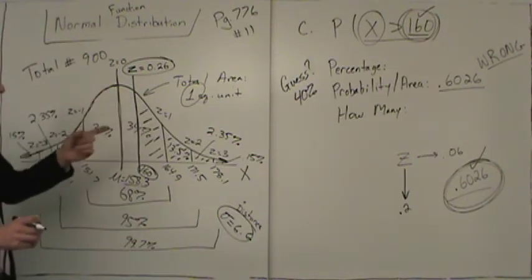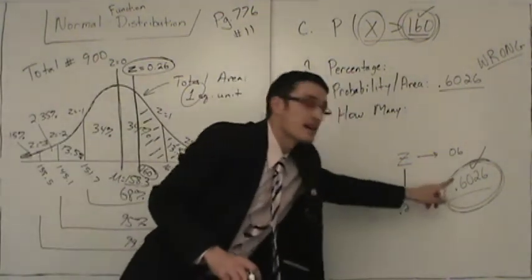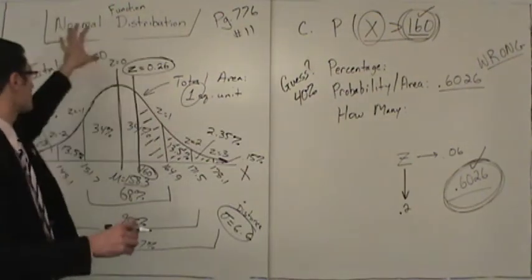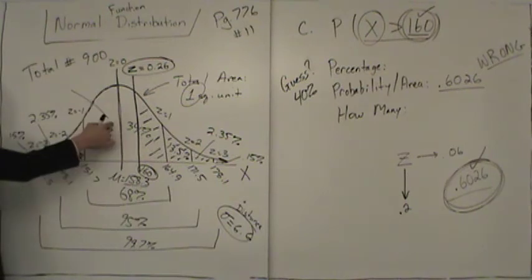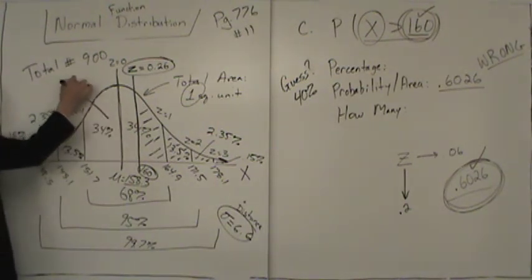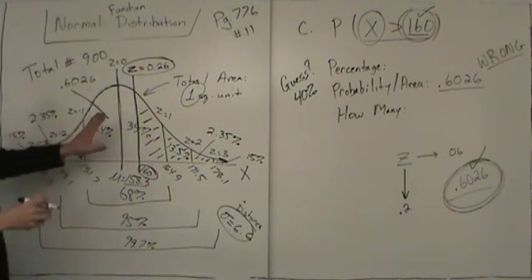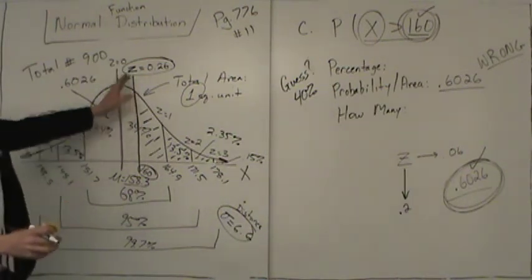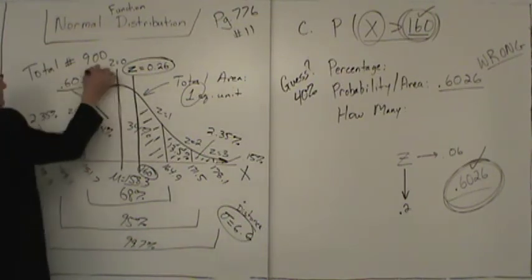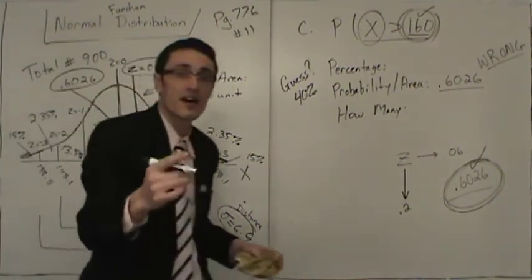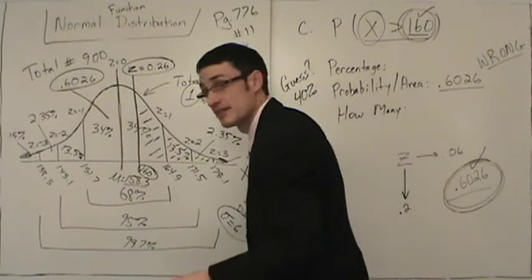So does this 0.6026 represent the shaded area, or does it represent the white space that's not shaded? It represents the white space. Let's label the white space 0.6026. So do you guys understand? The white space, or the area to the left of this line, is 0.6026. And this is not what you're trying to find. You're trying to find area to the right.